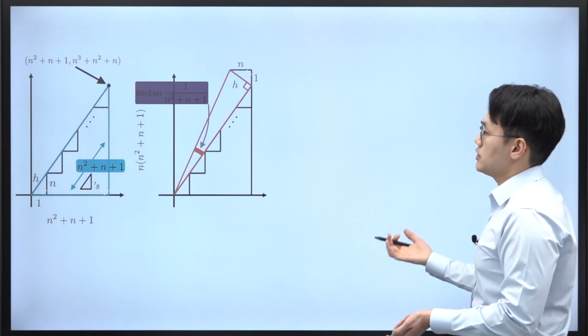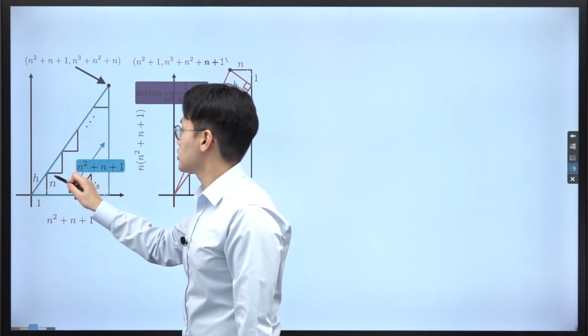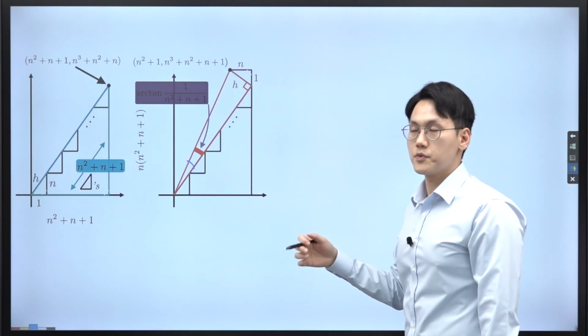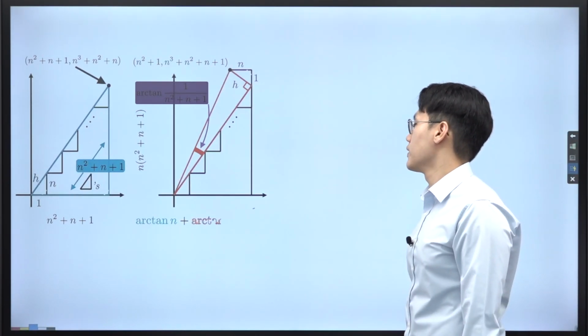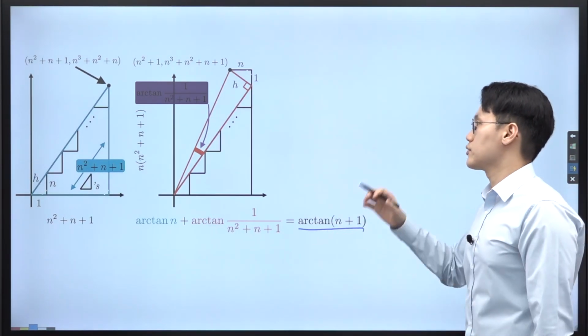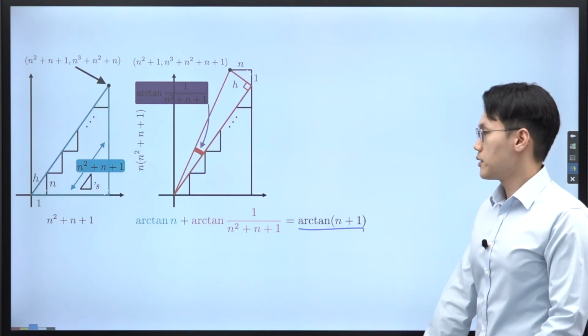So now you see that the sum of the arctangent n and arctangent 1 over n squared plus n plus 1 will actually be the arctangent of n plus 1. We can actually prove it just using the geometry without using the compound angle. And then what do we do?